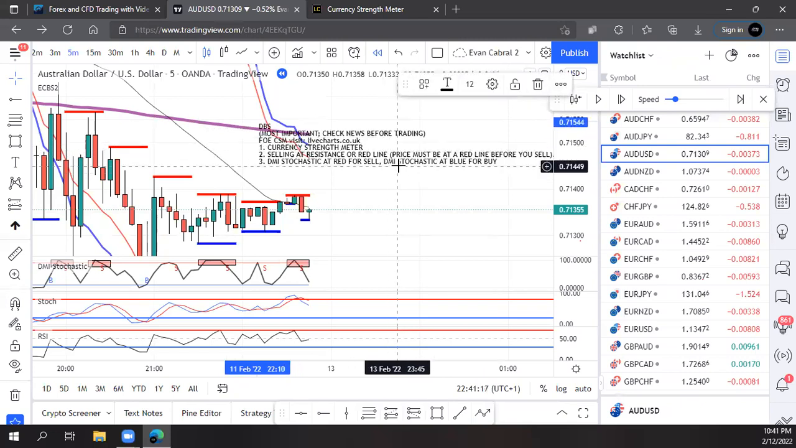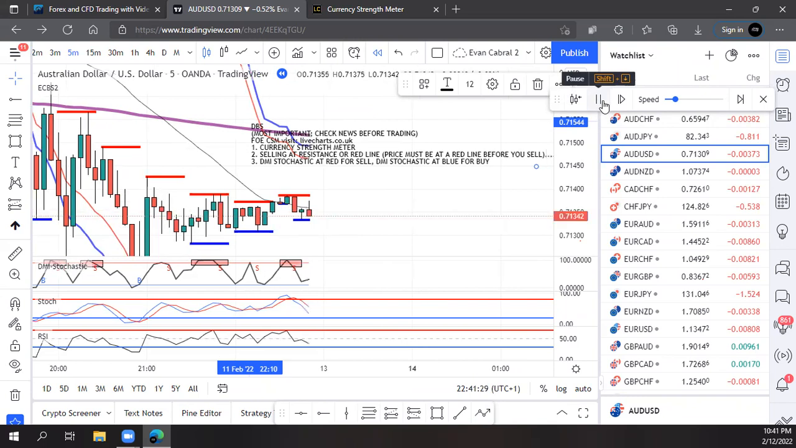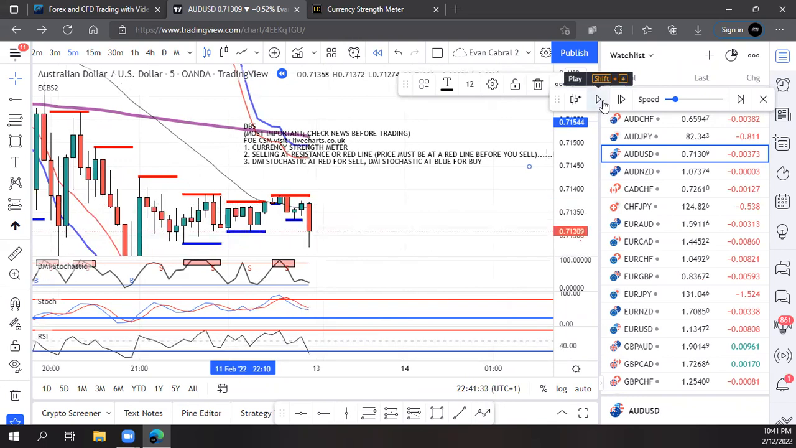Third confirmation. So now this is it, right? Once we're done with the DMI stochastic, let me still play this market and see what really happened in the market. Boom. Guys, look at this.